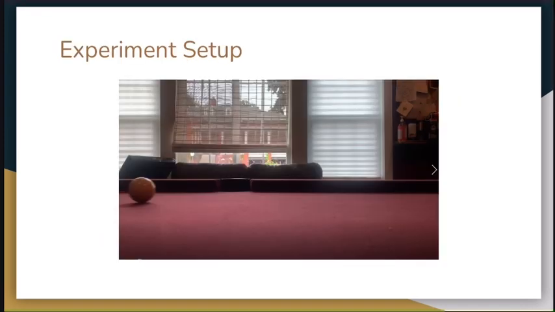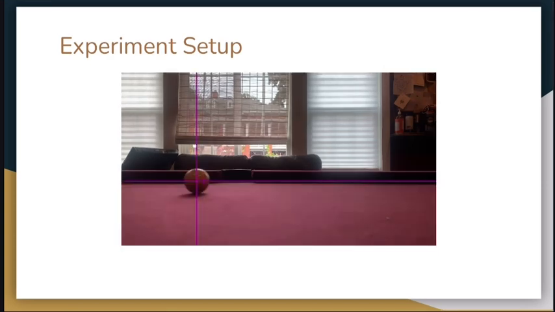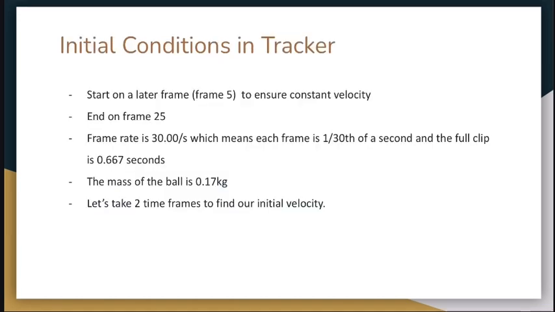For our experiment, we just have a ball rolling to the right. Our origin is set here in a later frame to ensure that we have constant velocity, where the right is the positive x-axis, whereas the direction of motion is at. Our initial conditions: we start at a later frame, frame 5, to ensure that we have constant velocity. The ending frame is on frame 25. The frame rate is 30 frames per second, which means that each frame is 1/30 of a second, and the full clip is around 0.667 seconds. The mass of the ball is 0.17 kilograms.